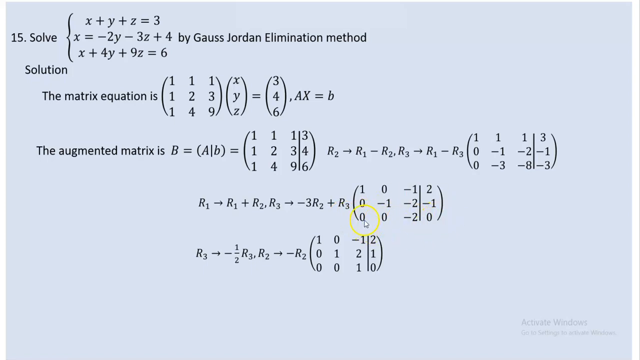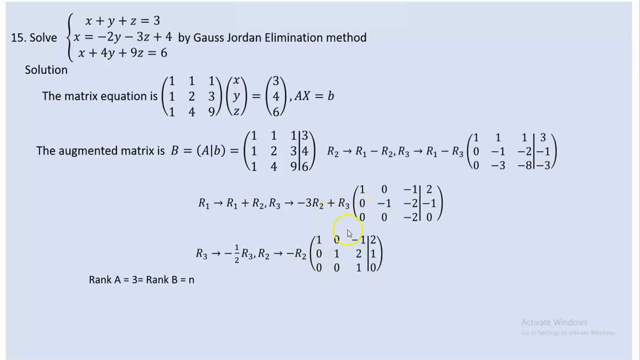You are left with 0, 0, negative 1 over 2 times negative 2 is positive 1, and negative 1 over 2 times 0 is 0. So you have this. Okay, now look, this is written in terms of row echelon form, students. So your matrix B is now changed to row echelon form.